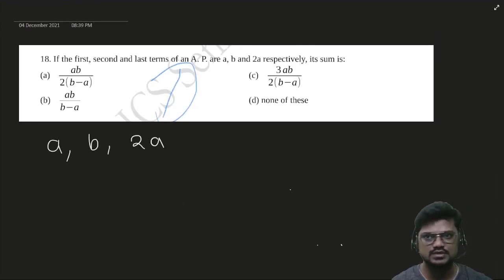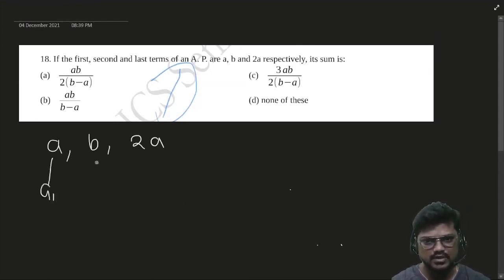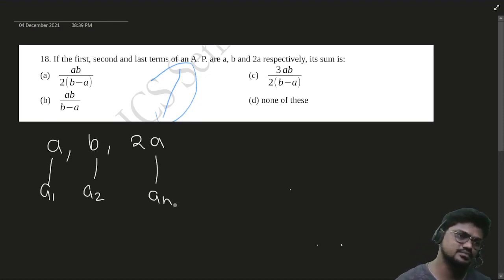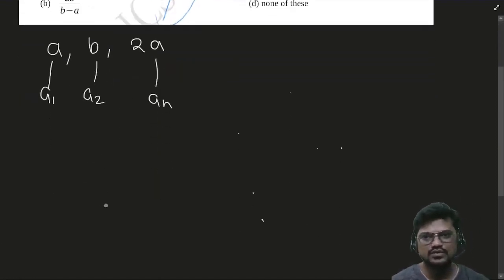It is the last term, they said. Means this is the first term, this is the second term, and this is the last term. That is the nth term. Okay, that's the last term. The first, second, and the last term of the AP are A, B, and 2A. Then its sum is. So what we can say, the difference can be B minus A.